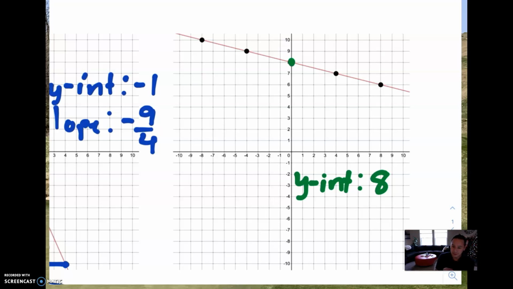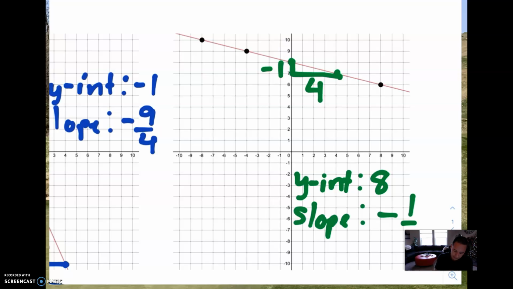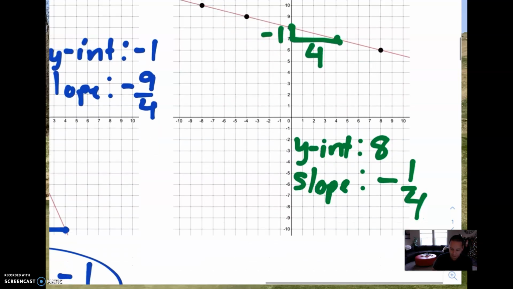And the slope, going from left to right, if we go to that point over here, it's going down by 1, so down 1, and over by 4. So your slope of that line is going to be -1/4 because it goes down 1 and over 4.